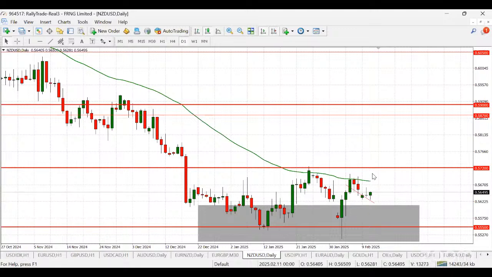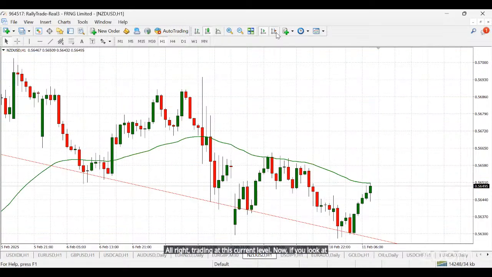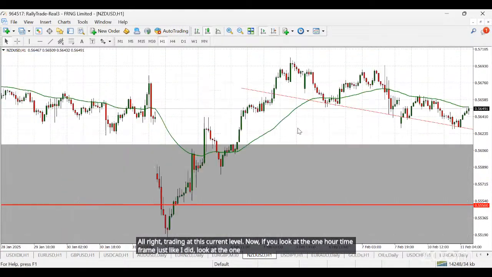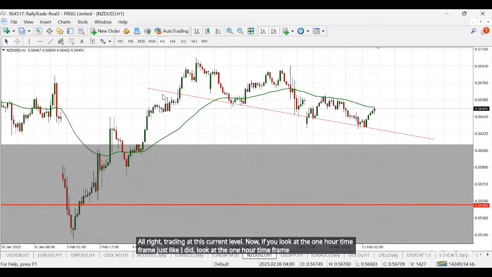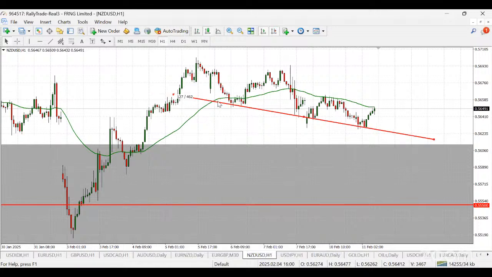All right. Because it has recently retested this support, pushed higher close to that resistance, and now price is trading at this current level. Now, if you look at the 1 hour time frame, just like I did, I've been able to connect this trend line here from this level here, support here as well, support here as well.